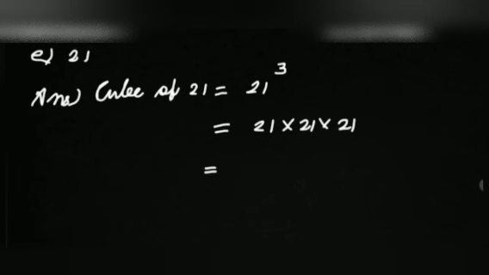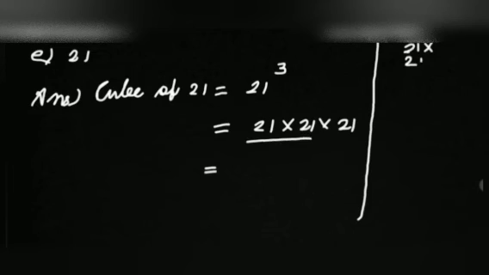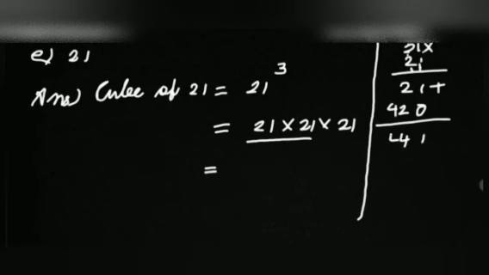That's equal to, first let's try to find out 21 into 21 in the working column. 21 into 21. One one is 1, one two is 2, plus two ones are 2, two twos are 4. Just add: 1, 4, 4. So we got 21 into 21 as 441. 441 into what is left? Yes, into this 21, isn't it?